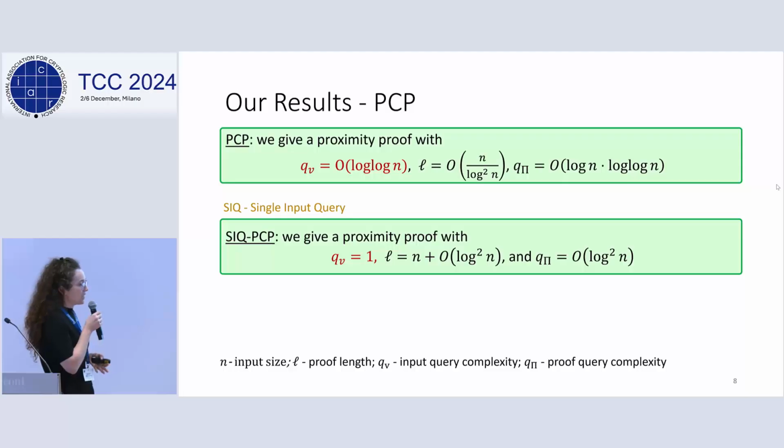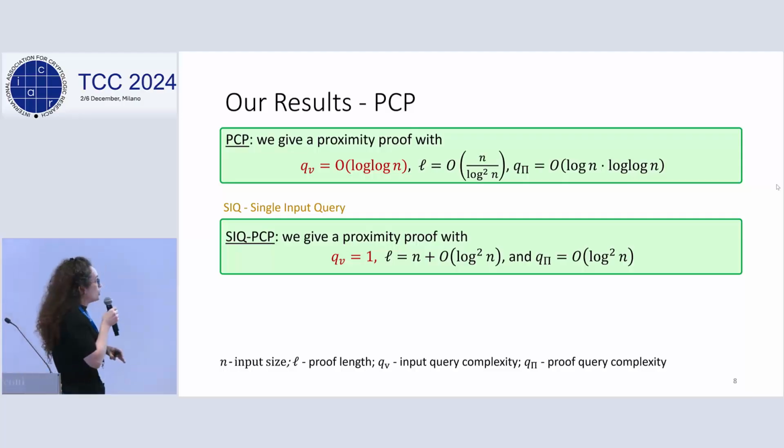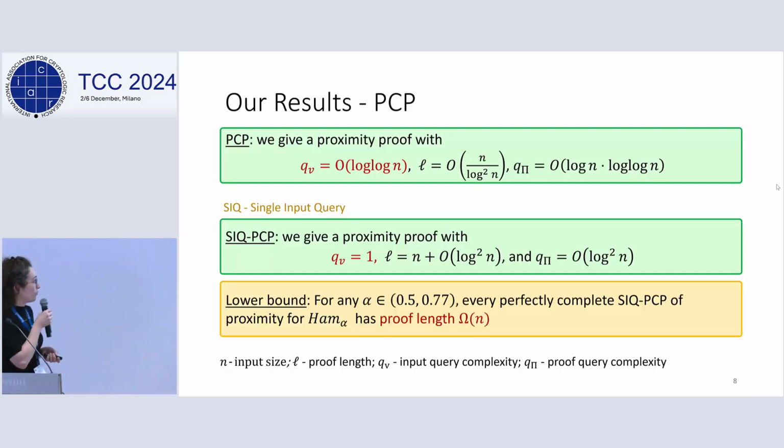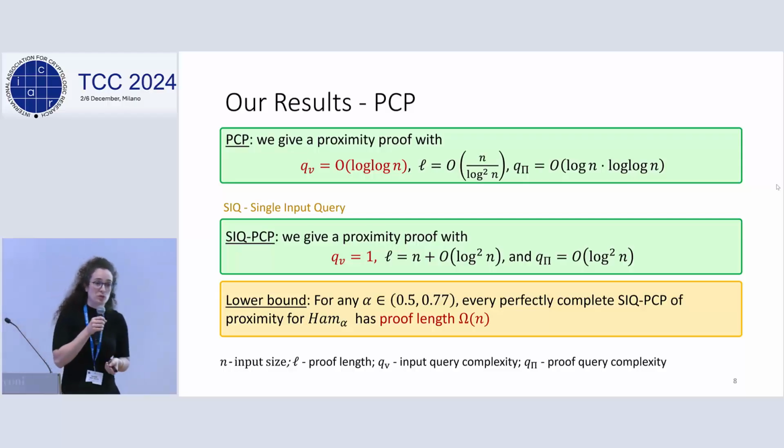And we give a construction where the proof length is linear in the input size, and the verifier reads log squared n bits from the proof. To complete our study of SIQ PCP, we show that the linear proof length is actually inherent. So for the lower bound, we show that for a large range of alphas, every perfectly complete SIQ PCP of proximity for the Hamming weight problem must have a proof length that is linear in the input size.